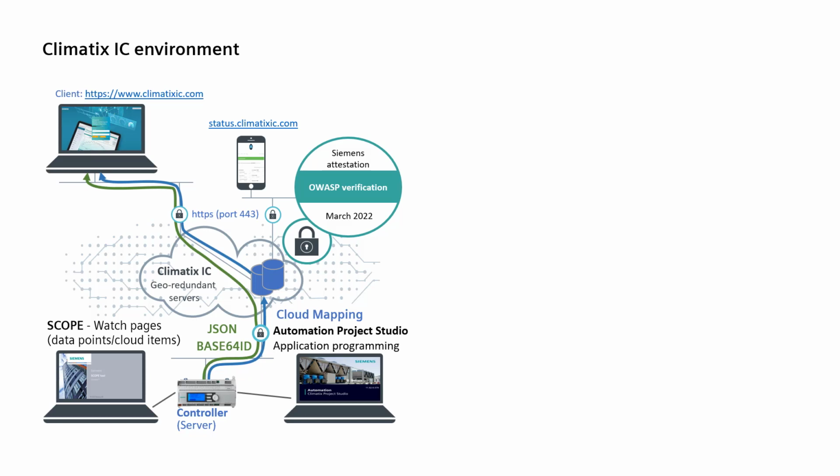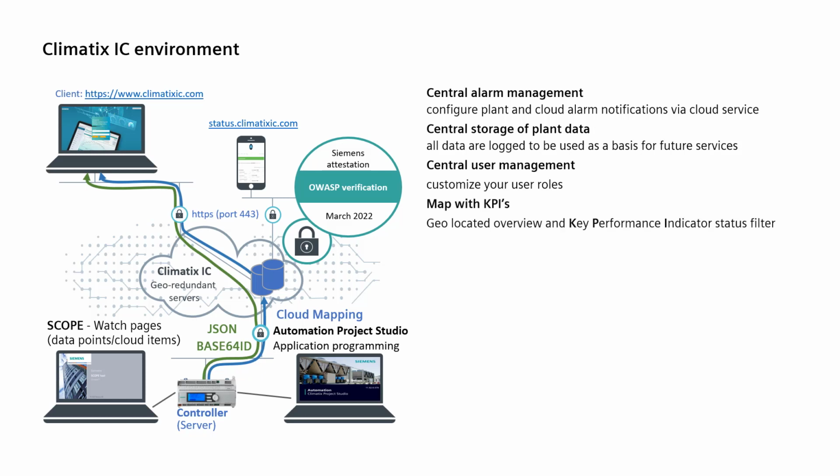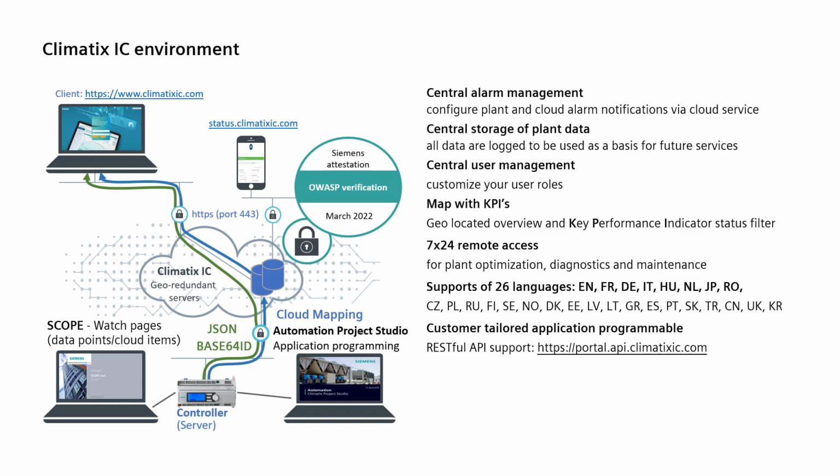Let us summarize the values that Climatics IC creates for your company. Climatics IC optimizes services by a centralized alarm management. This allows you to configure plant and cloud alarm notifications via cloud service. Plant data storages can record meaningful data that will serve as the basis for future service. User management is used to display data tailored to each user role. A geographical overview shows the plant status, based on freely definable key performance indicators, which can be filtered accordingly. Climatics IC offers many other benefits that are constantly being further developed.